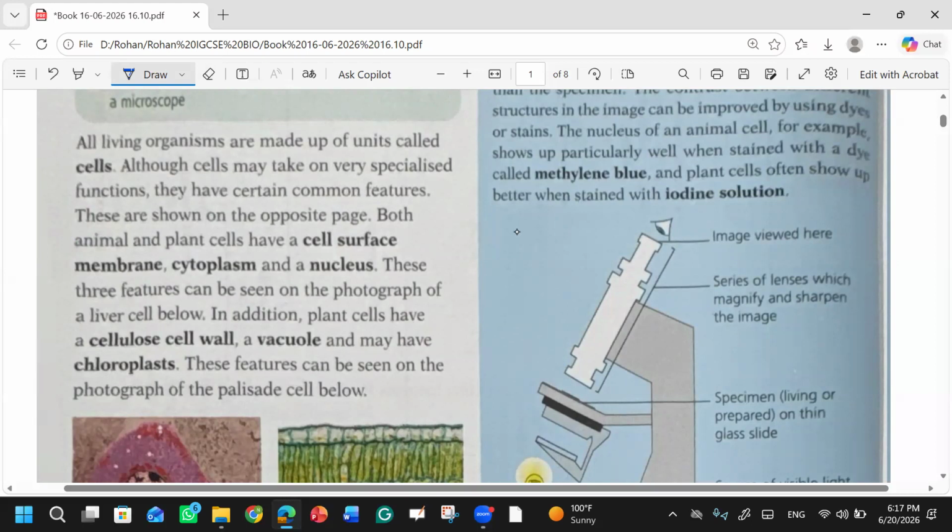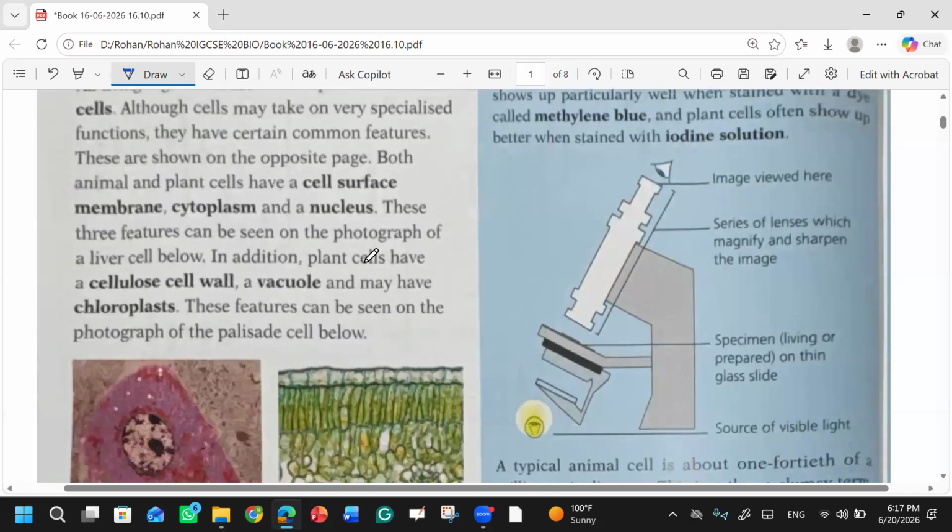They have a cell surface membrane, cytoplasm, and a nucleus as well. These three things are common in both plant and animal cell: cell membrane, cytoplasm and nucleus. Whatever the type of animal cell, whatever the variety of the plant cell, both will have these three things present in them.